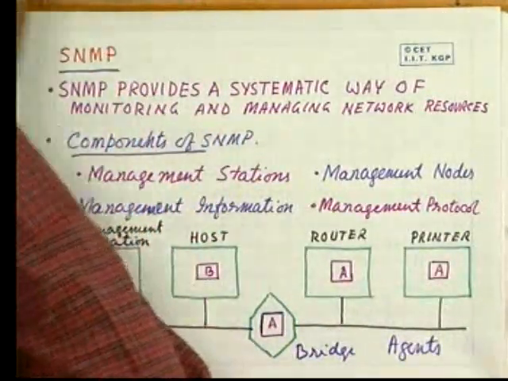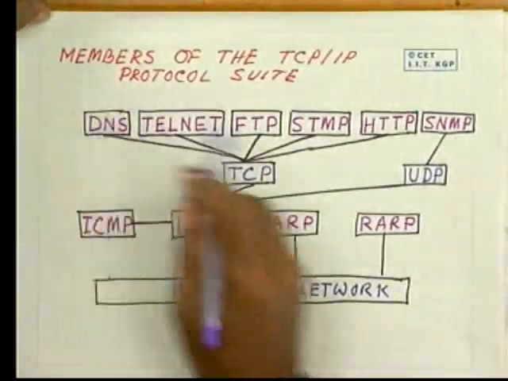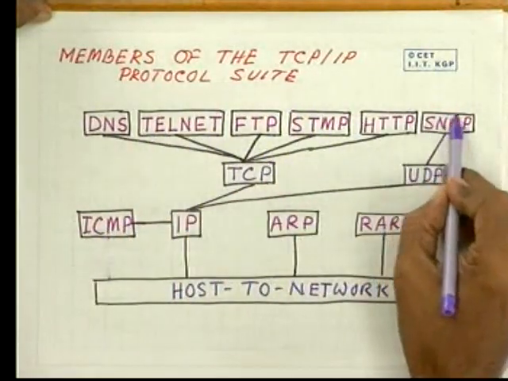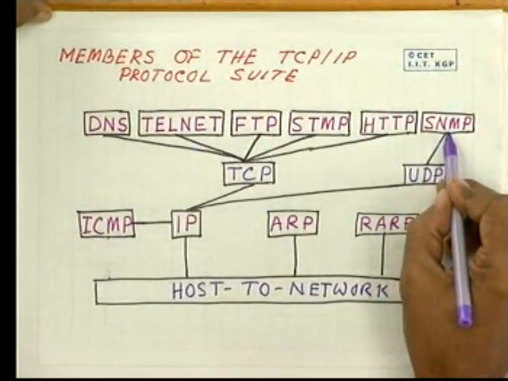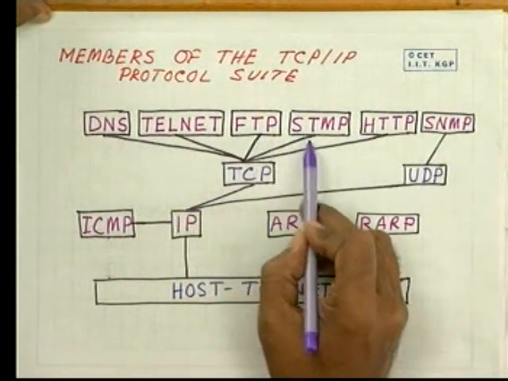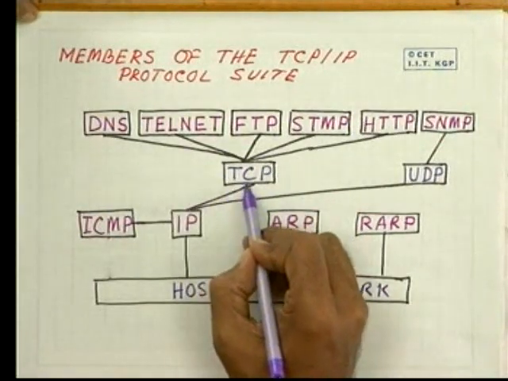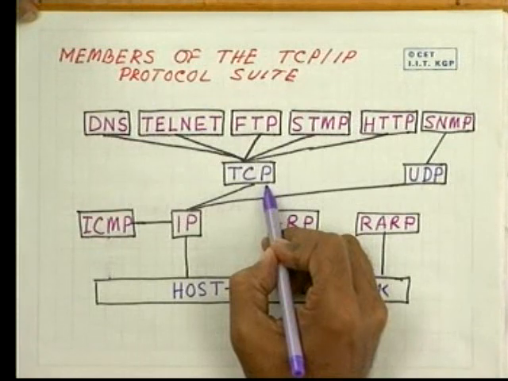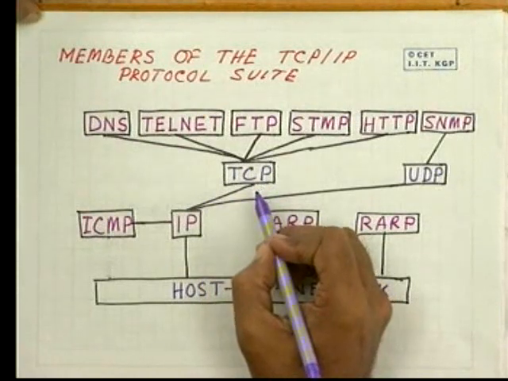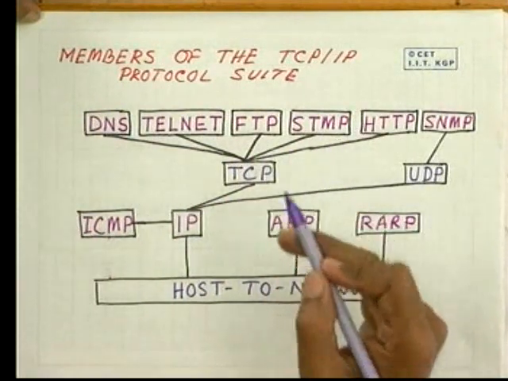So we have discussed in this lecture the domain name system, Telnet, FTP, SMTP, and SNMP. Here we find that DNS, Telnet, FTP, SMTP, all these work above the TCP. That means they use transmission control protocol for communication purpose. Transmission control protocol, which is a reliable connection oriented protocol, is being used by these protocols to support their applications.